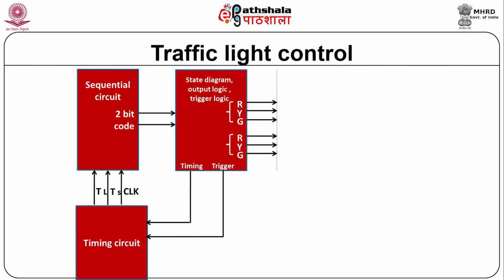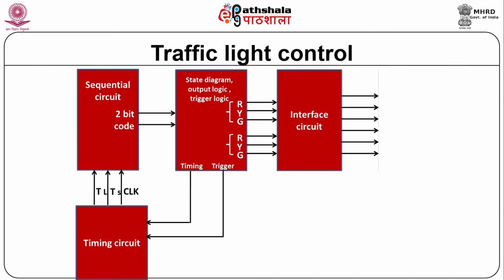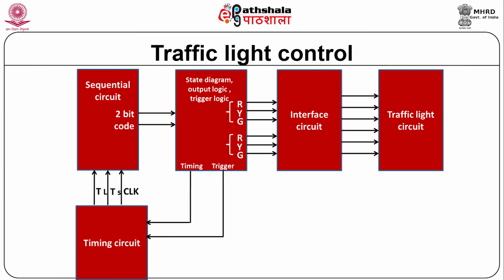This logic basically generates the necessary present states, next states, output and trigger logic signals. It also generates logic high and logic low signals to drive the R, Y, G lights of both main as well as side roads. The interface circuit is basically used for driving the lights. The last block is a group of all traffic lights and their necessary wiring circuits for proper operation of the traffic light control signals.